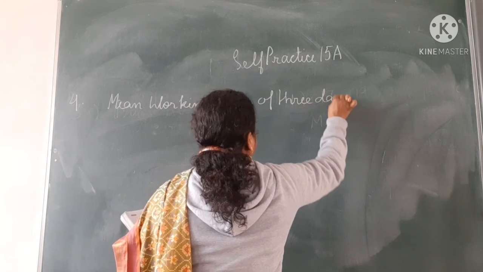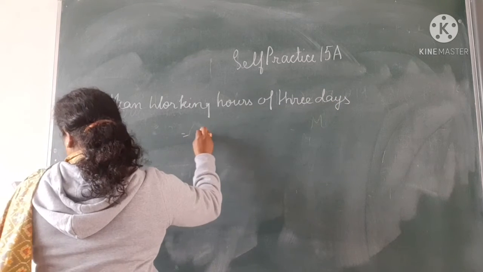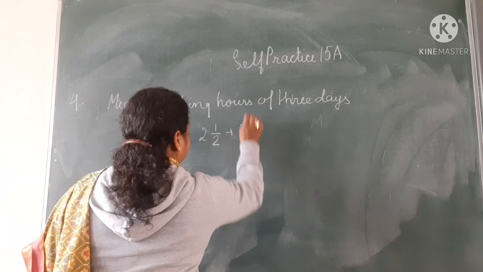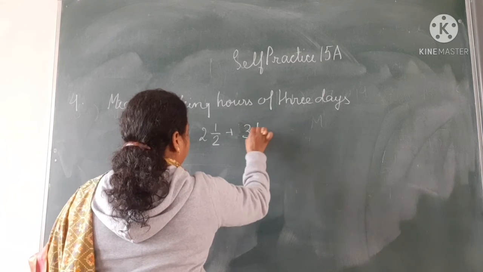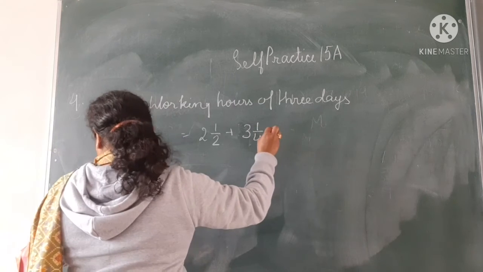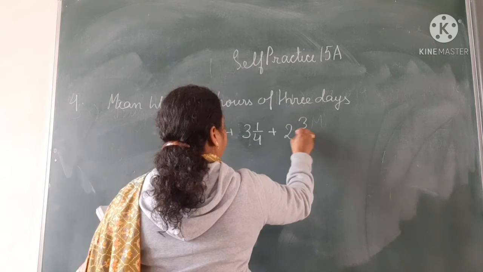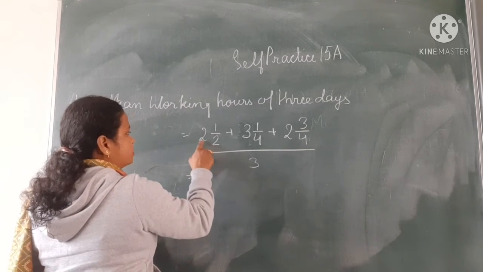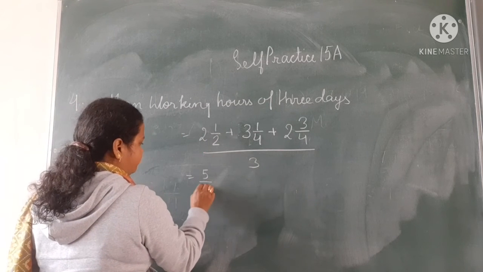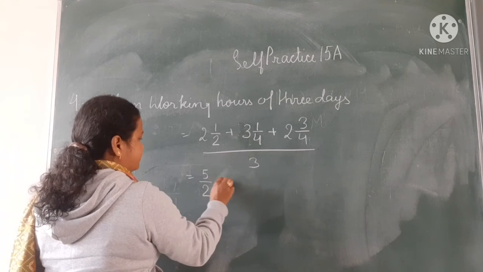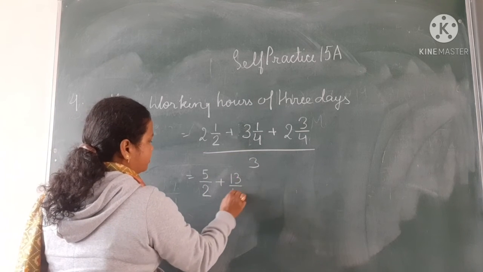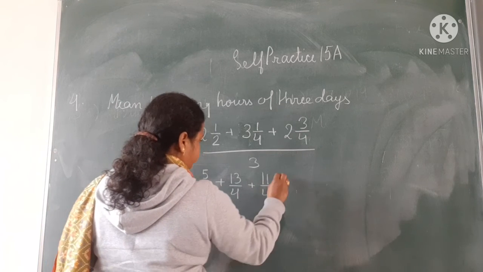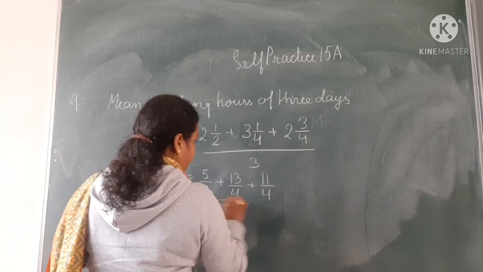3 days is equal to 2 1/2 plus 3 1/4 plus 2 3/4 upon 3. So you will have 2 2s are 4 plus 1, 5/2. 4 3s are 12 plus 1, 13/4, plus 4 2s are 8, 8 plus 3, 11/4. Okay, upon 3.